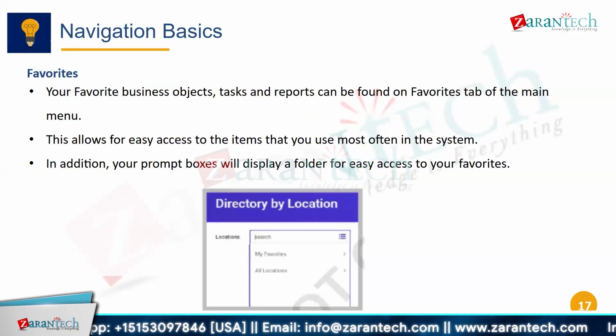Talking about the navigation point of view, the different business objects, tasks, and reports can be found on the favorite tab of the main menu. Mainly we can have the tasks, reports, or any business object there. Let's take an example as an employee or as a benefit admin. There are some reports or tasks that I use frequently or on a daily basis, so I can have those in the main menu so that I can open them in just 2 clicks.